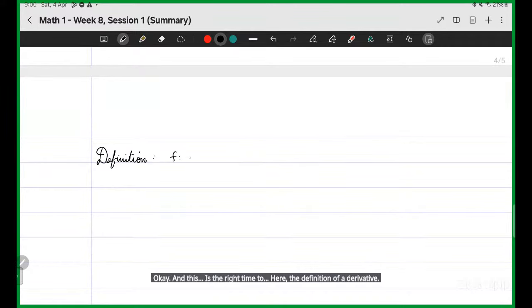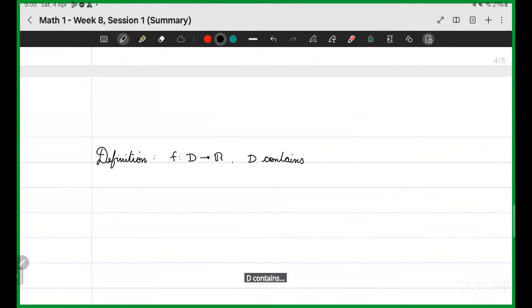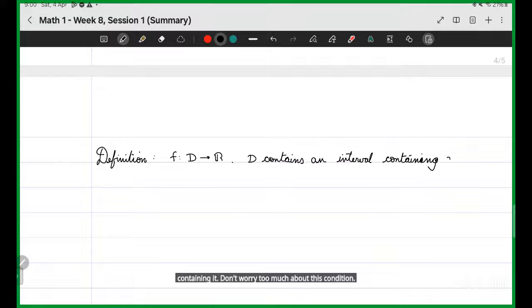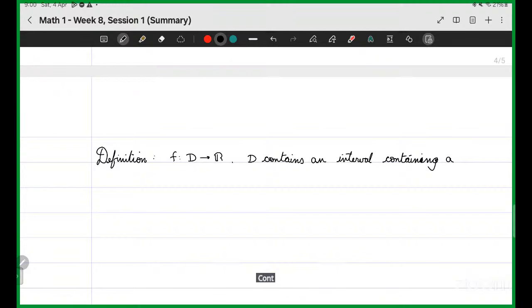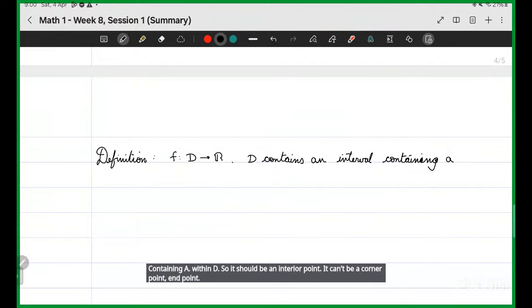And this is the right time to give the definition of a derivative. Let f be a function from D to R, and a belongs to D, where D contains an interval containing a. Don't worry too much about this condition. So you should not have something like a being an end point. It should be an interior point. There should be an interval containing a within D. It can't be a corner point or end point.